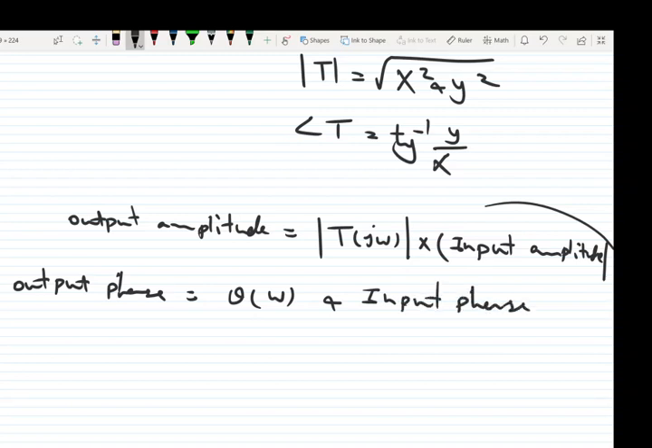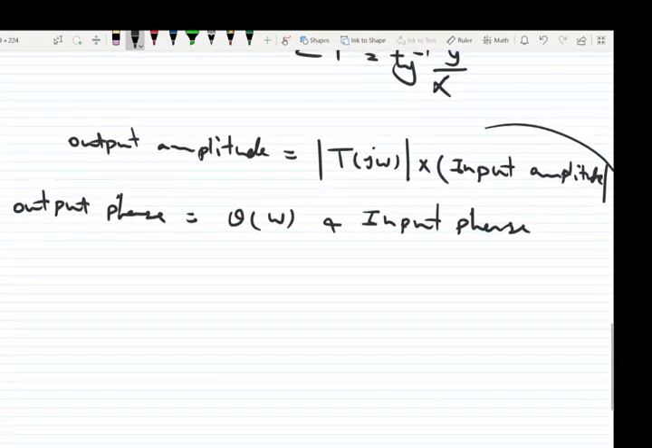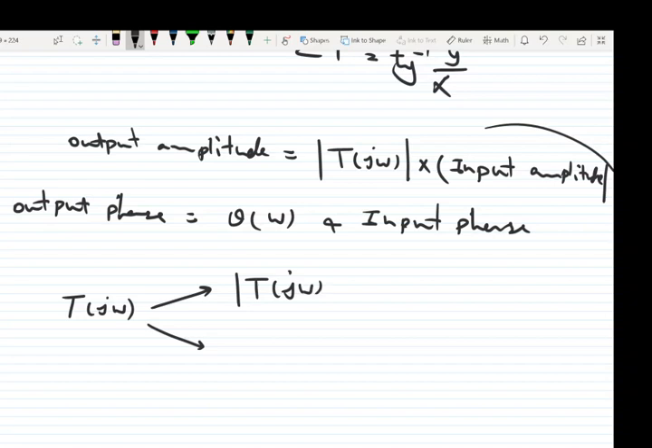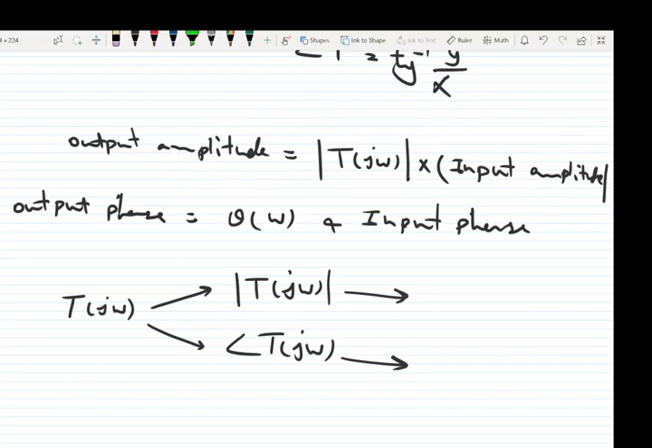Okay, so when we found T of j omega, we can easily calculate the amplitude of T of j omega and the phase of T of j omega. And from these two, using these equations that you see here, we can simply find output amplitude and output phase.